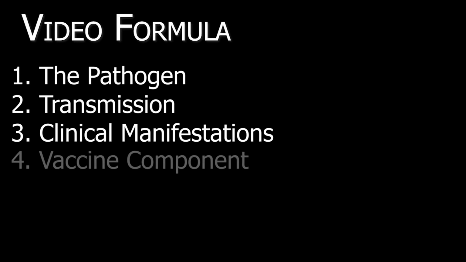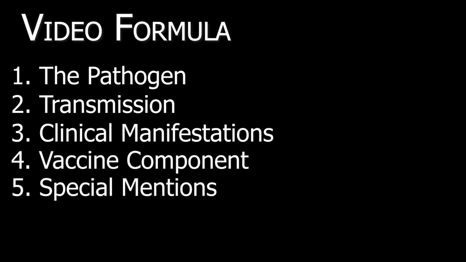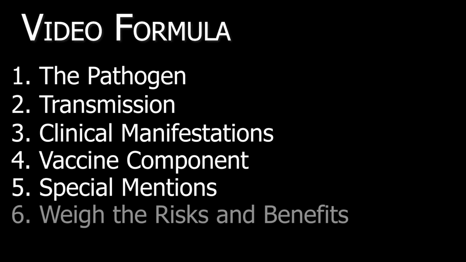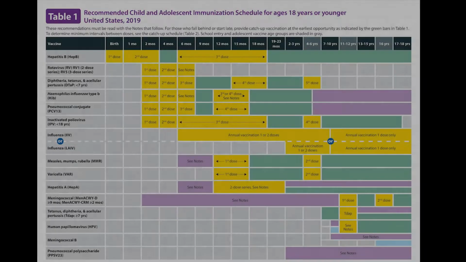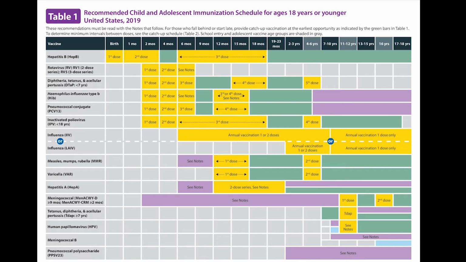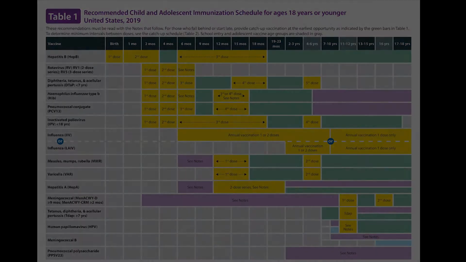4. Vaccine component overview. 5. Special mentions about the vaccine and its side effects. And 6. Weigh the risks and benefits. I feel it's best to start in chronological order, so we'll take an example vaccination schedule and follow it along, talking about every disease as we progress through it. So let's start with hepatitis B.